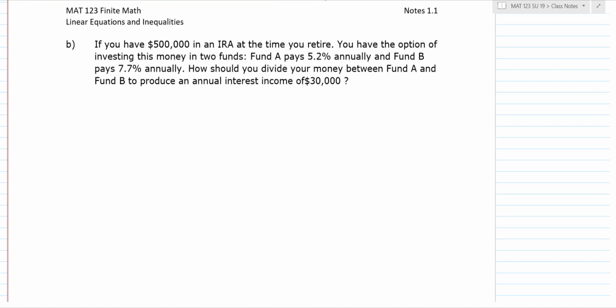Okay, so this one says if you have $500,000 in an IRA at the time you retire, that would be nice. You have the option of investing the money in two funds. Fund A pays 5.2% annually. Fund B pays more, 7.7% annually. How should you divide your money between Fund A and Fund B to produce an annual interest of $30,000?